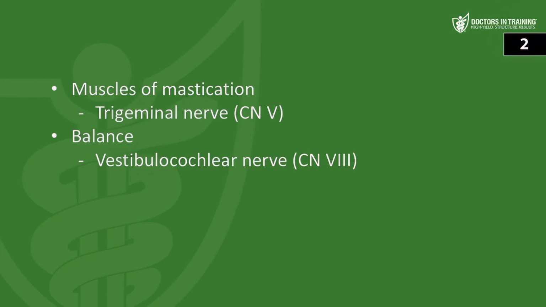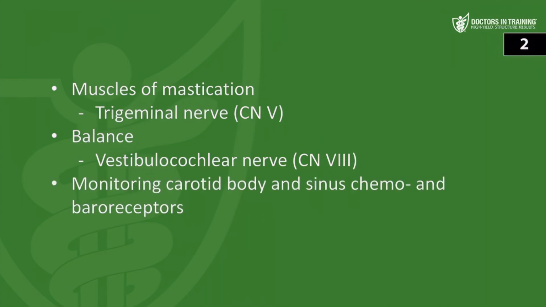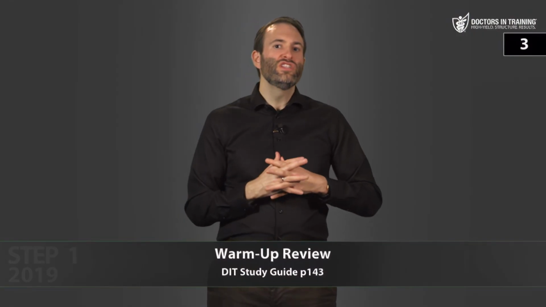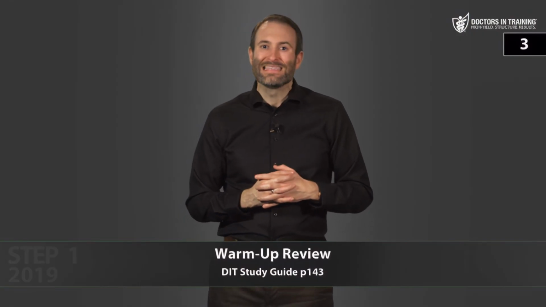Balance is going to be the vestibulocochlear nerve, that's going to be cranial nerve 8. And then monitoring carotid body and sinus chemo and baroreceptors, that's going to be the glossopharyngeal nerve, cranial nerve number 9. Next, which regions of the brain compose the limbic system?